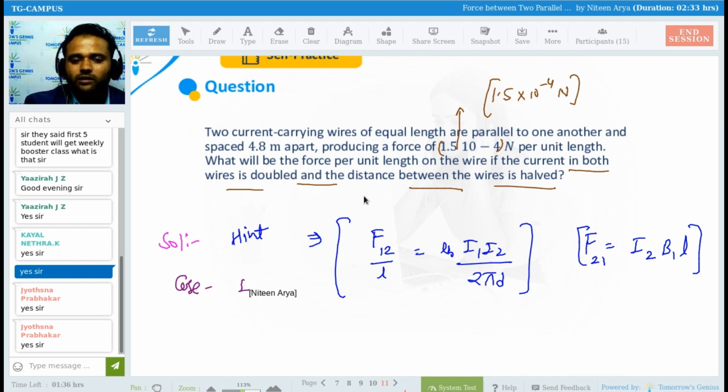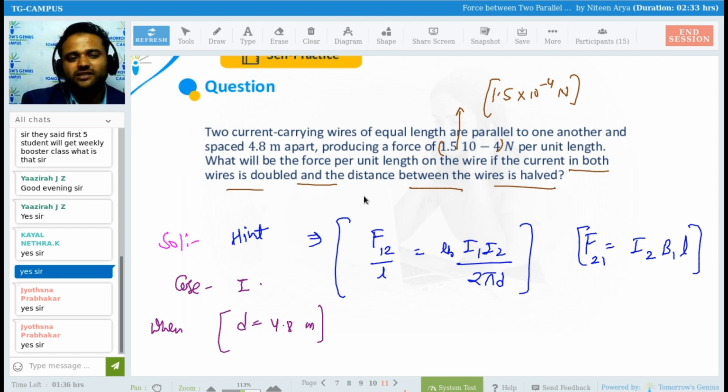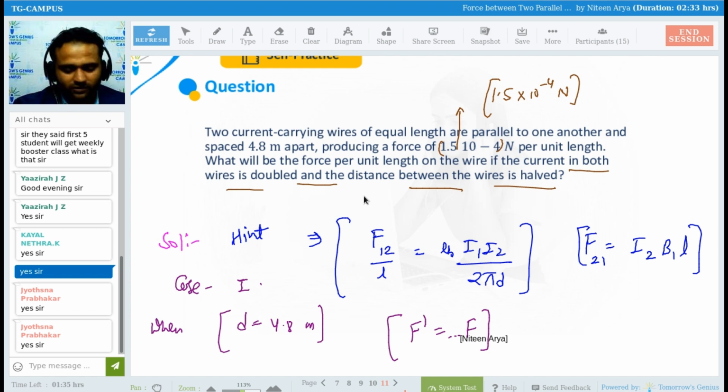In case when d equals 4.8 meter apart, so this is your force. Just find I1, I2, nothing more. Then product. What they said, if the current in both the wires is doubled, so I1 I2 becomes 4 times, and the distance between the wires is halved, so that is going to be 8 times. So just simply put and then find F prime in terms of F. There is going to be some constant, and tell me the answer. Okay, there is going to be some constant and tell me the number.